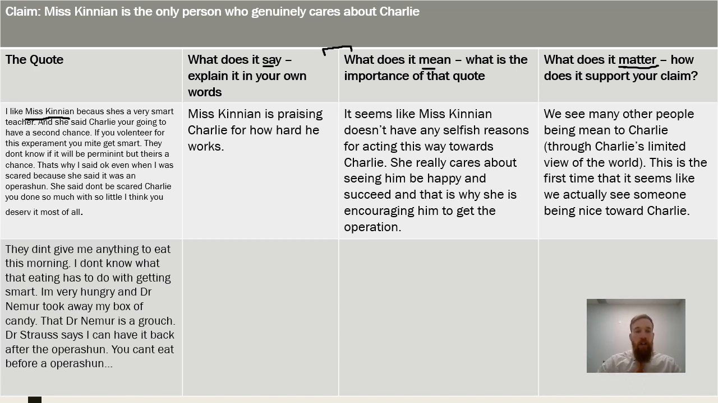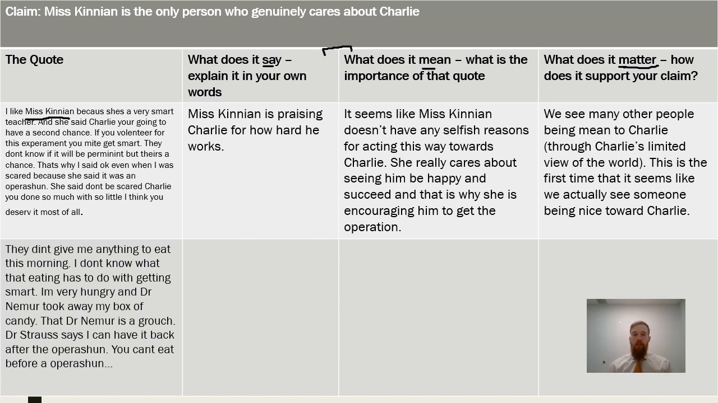Miss Kinnian is praising Charlie for how hard he works. So we're getting some positive feedback here. I definitely see that's what's happening in this scene. What does it mean? So what's the importance of this quote to the story, to the characters involved? And I said, it seems like Miss Kinnian doesn't have any selfish reasons for acting this way towards Charlie. She really cares about seeing him be happy and succeed, and that's why she's encouraging him to do the operation.